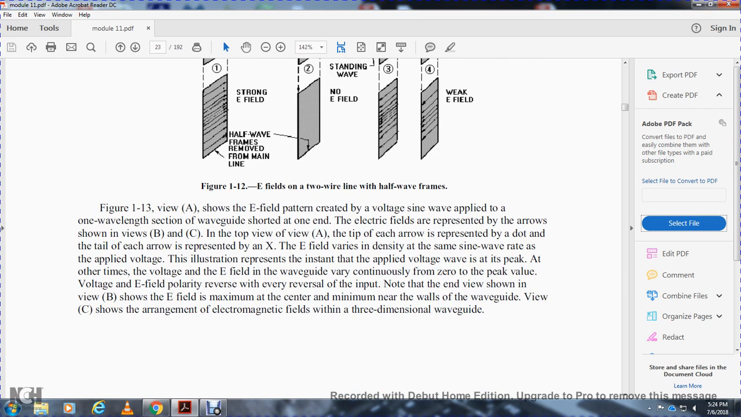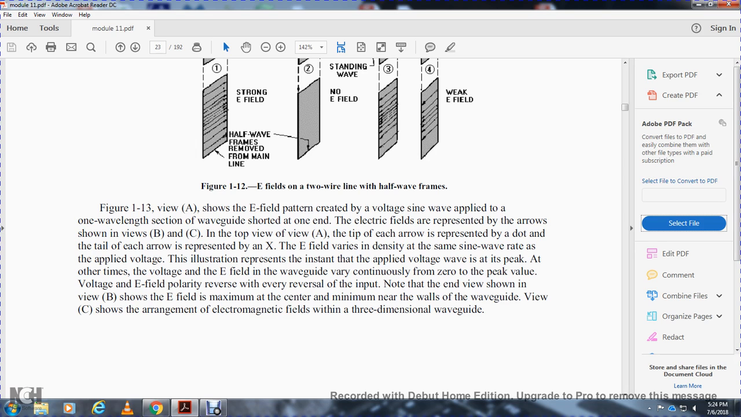Figure 113 view A shows the electric field pattern created with the voltage sine wave applied to a one-wavelength section of waveguide shorted at one end. The electric fields are represented by the arrows shown in views B and C. In the top view A, the tip of each arrow is represented by a dot and the tail of each arrow by an X. Each electric field varies in density at the same rate as the applied voltage. The illustration represents the instant the applied voltage wave peaks.